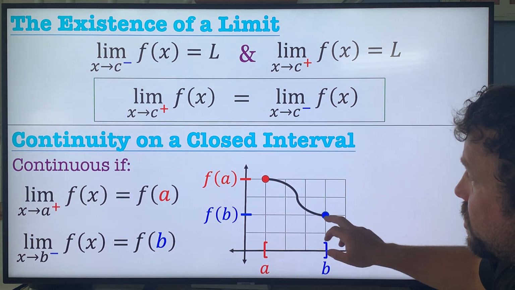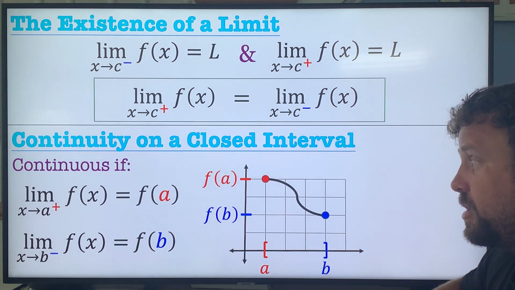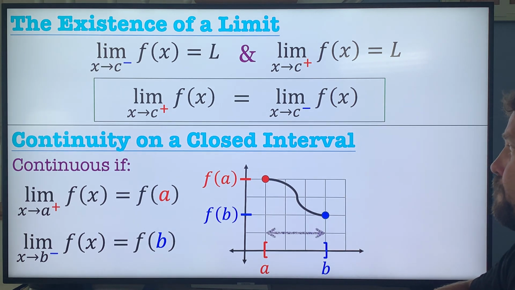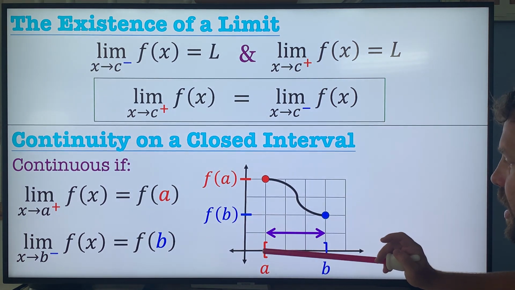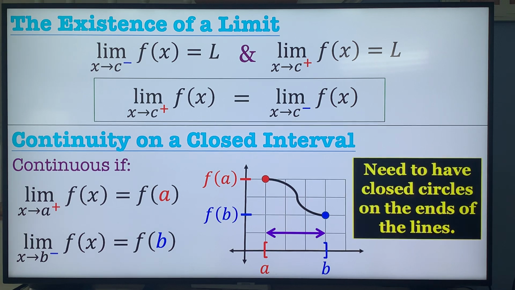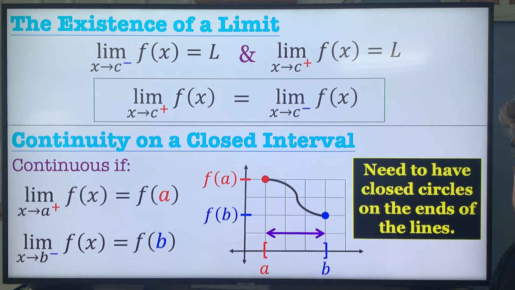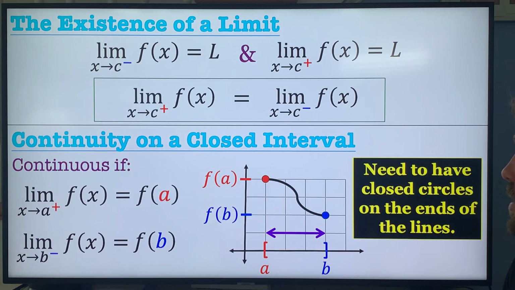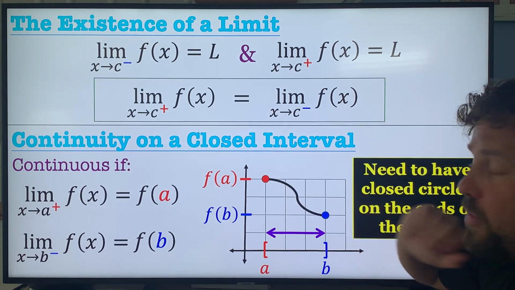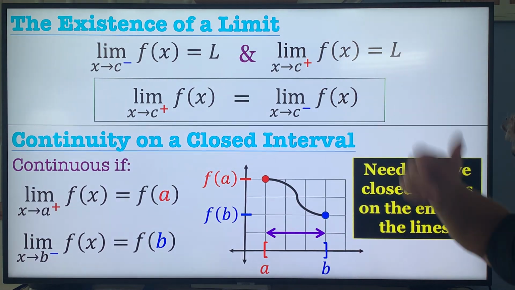Now, if these are open circles, it would not be a closed interval, so you could not do these things. Got it? And that's from A to B. You need to have closed circles on the ends of the limits, or it's not continuous. If it's an open circle, f of A wouldn't equal the limit right there, because f of A would technically be undefined.